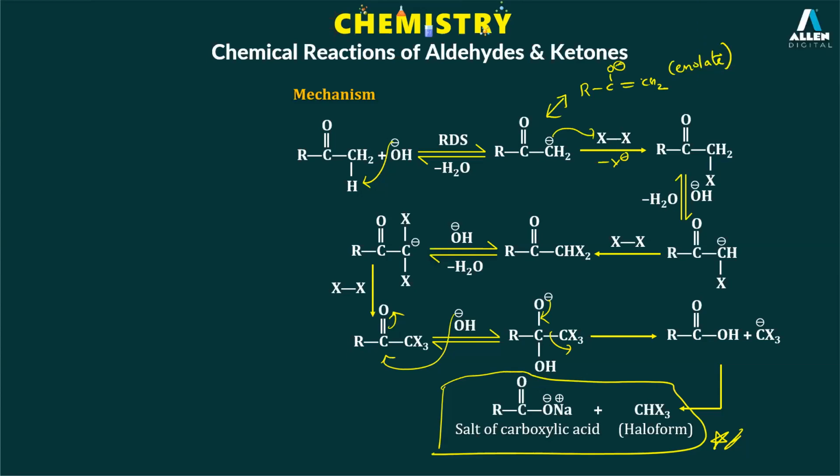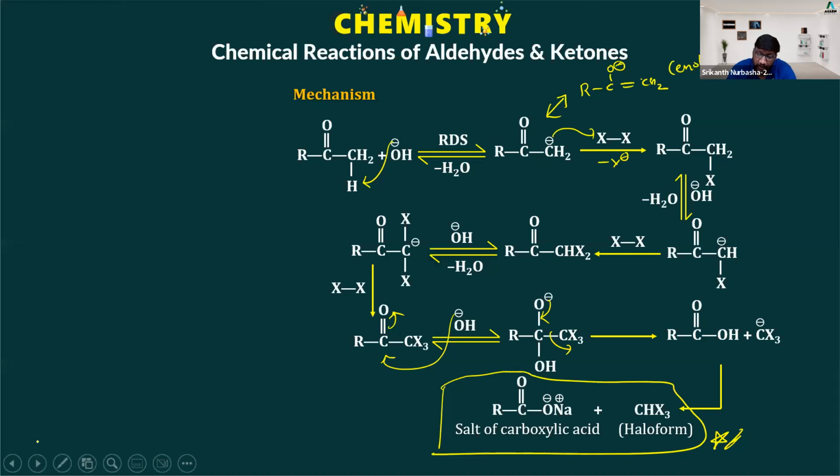Yes, sir. So this was the mechanistic approach for the respective conversion of C double bond O CH3 aldehydes or ketones. Those which have the CH3 C double bond O group will give a positive iodoform test. Iodoform or haloform, you can write positive iodoform test. And there are some alcohols which are going to give this positive test. Which alcohol can give positive test? Ethanol.